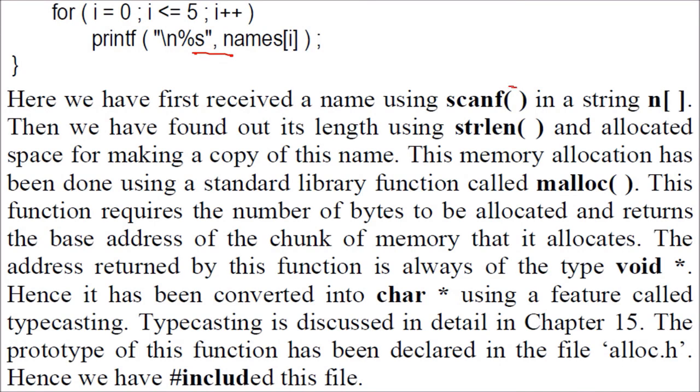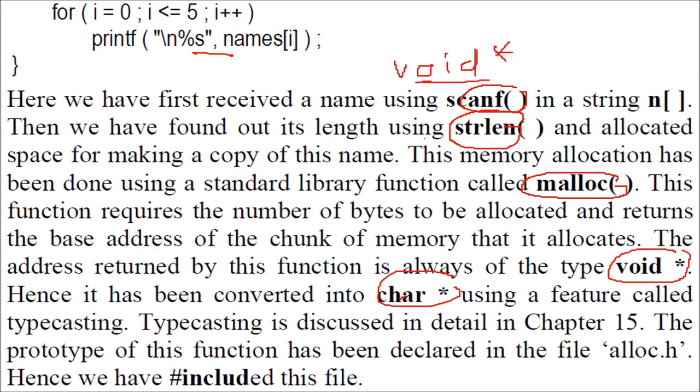So we have received a name with scanf, found out the string length, and allocated memory with malloc. Then we converted the result to char star, because the value returned by malloc is void star. Malloc always returns a void pointer, so you have to convert it into some character, float or integer pointer, and malloc comes from alloc.h, which has to be included.